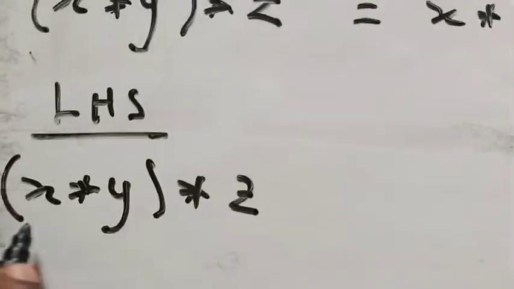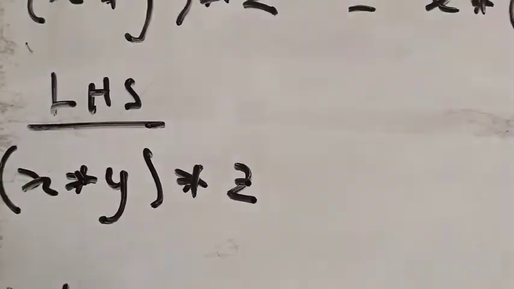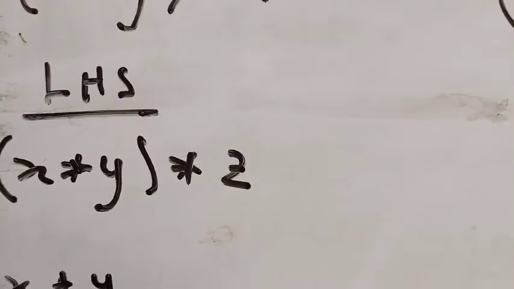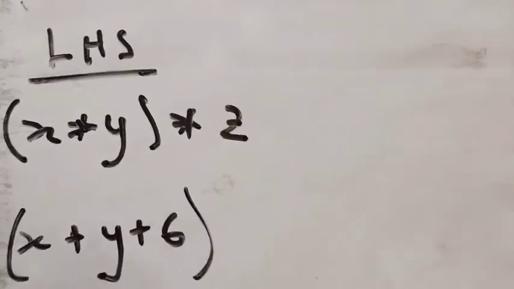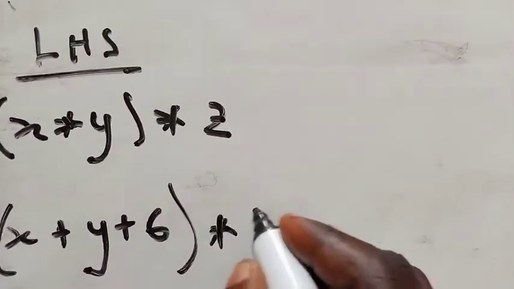So we are dealing with the first bracket. So this is the first bracket. So you have x plus y plus 6, right? For this one, is that okay? Into one bracket, everything, then the operation with the third one. Is that okay?